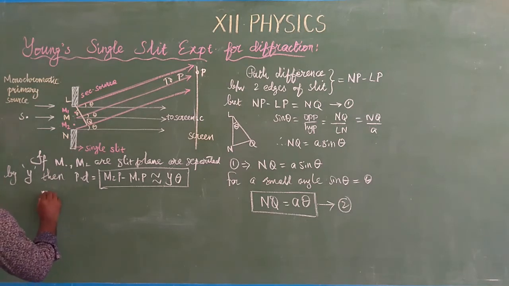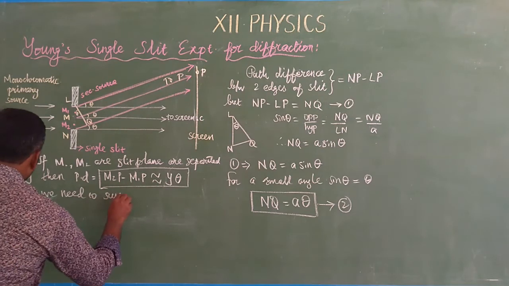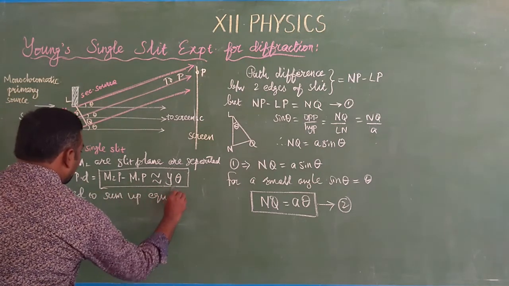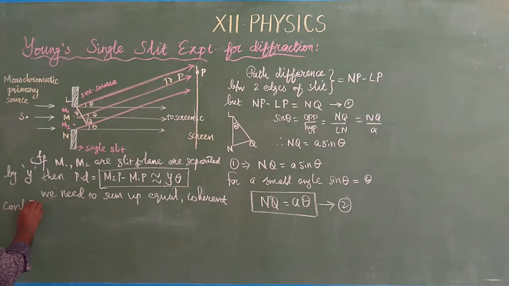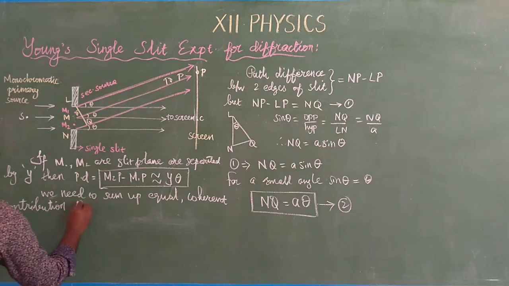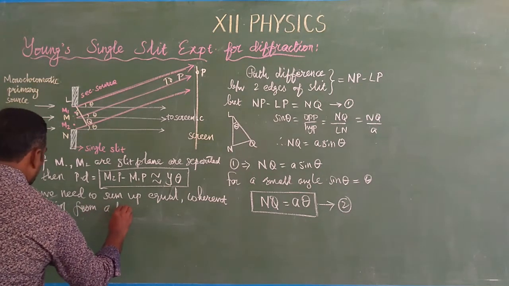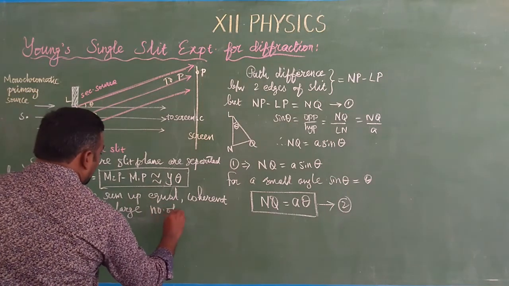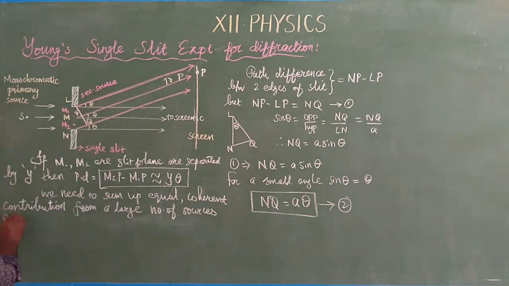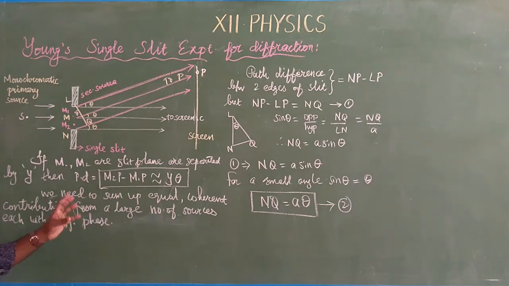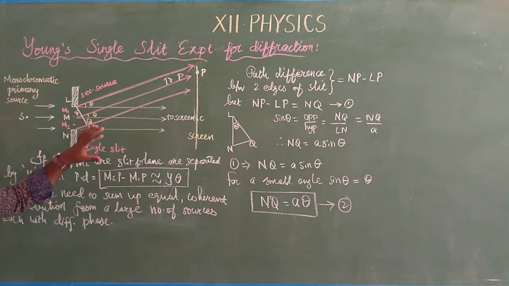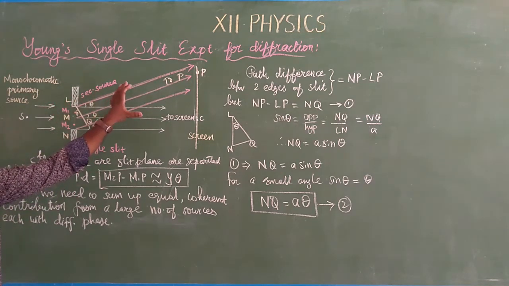So we need to sum up equal and coherent contribution from a large number of sources, each with a different phase. Actually, each one has its own phase, and we add all of them up in total. So this one is done by Fresnel. Okay, so Fresnel did it by using integral calculus. He summed up all the waves having different phases using integral calculus.